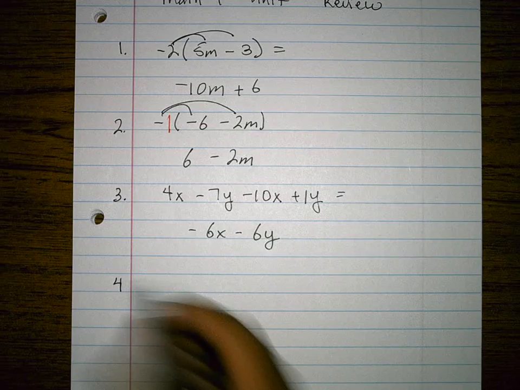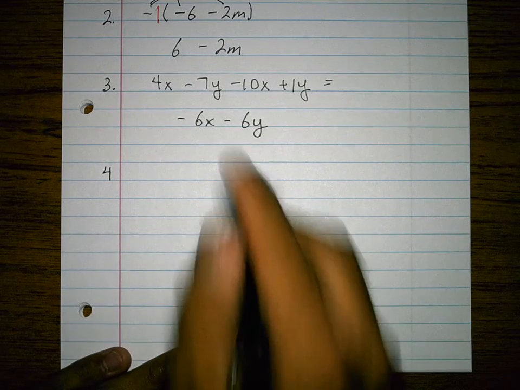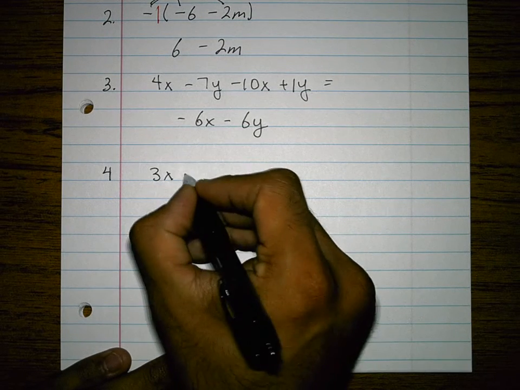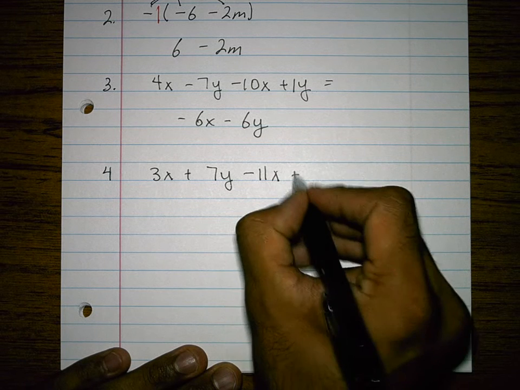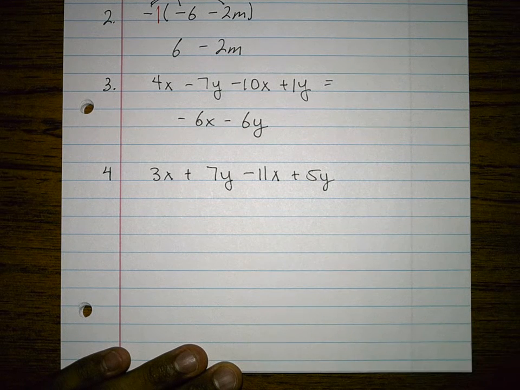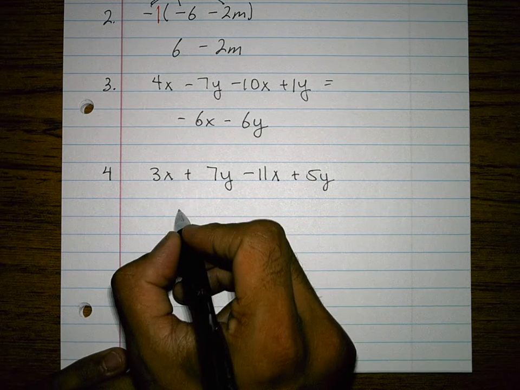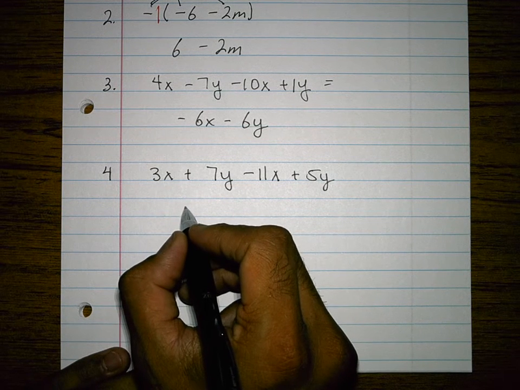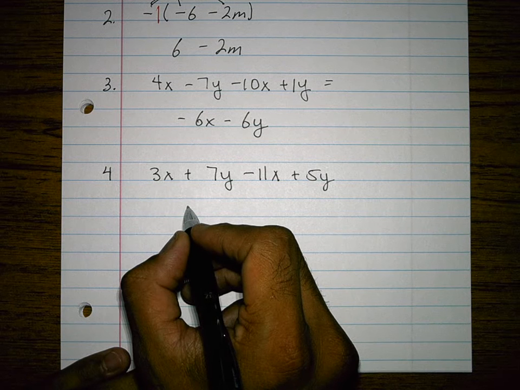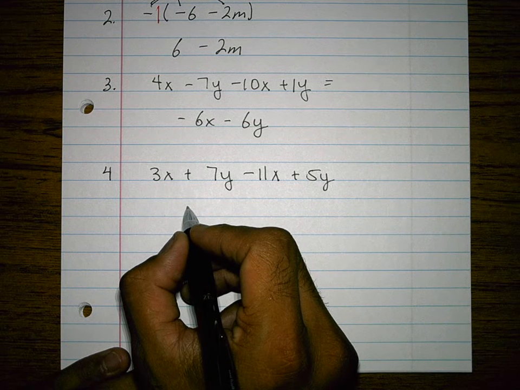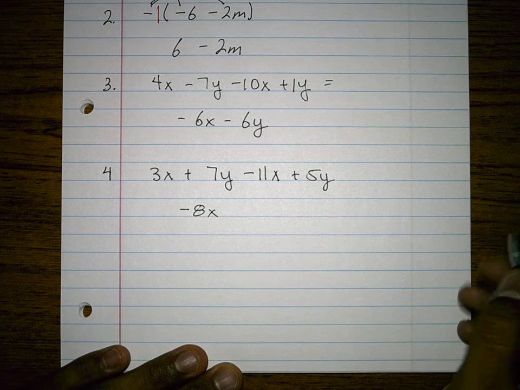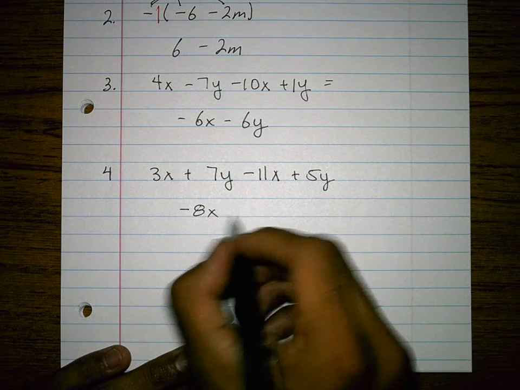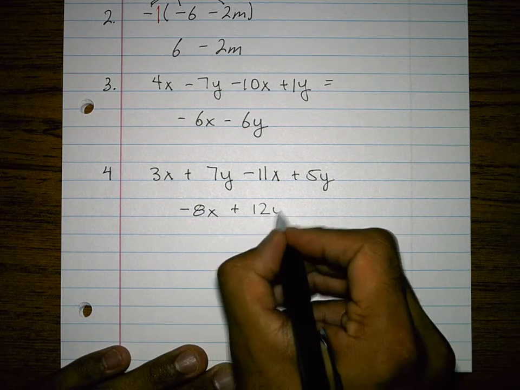Number 4, 3x plus 7y minus 11x plus 5y. Okay. So looking at this, 3x and -11x, that is -8x. And then adding my last two over here, that's +12y.